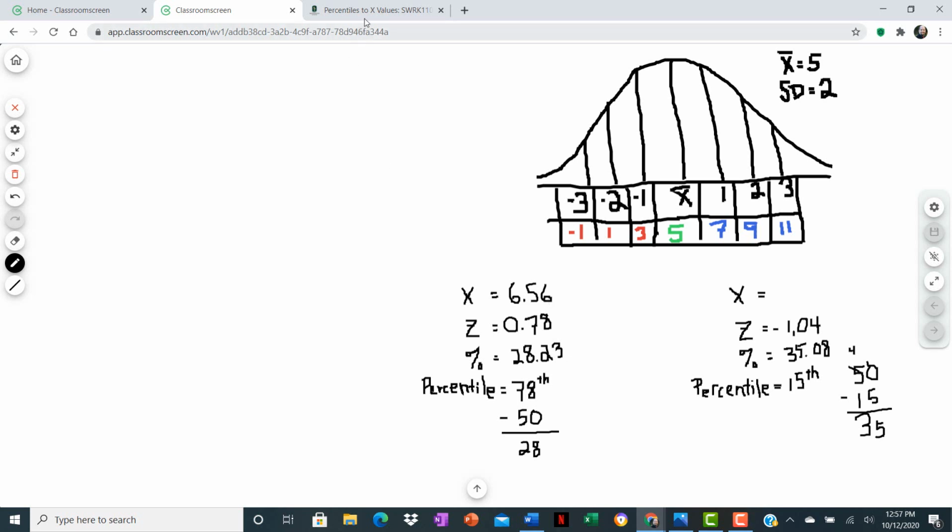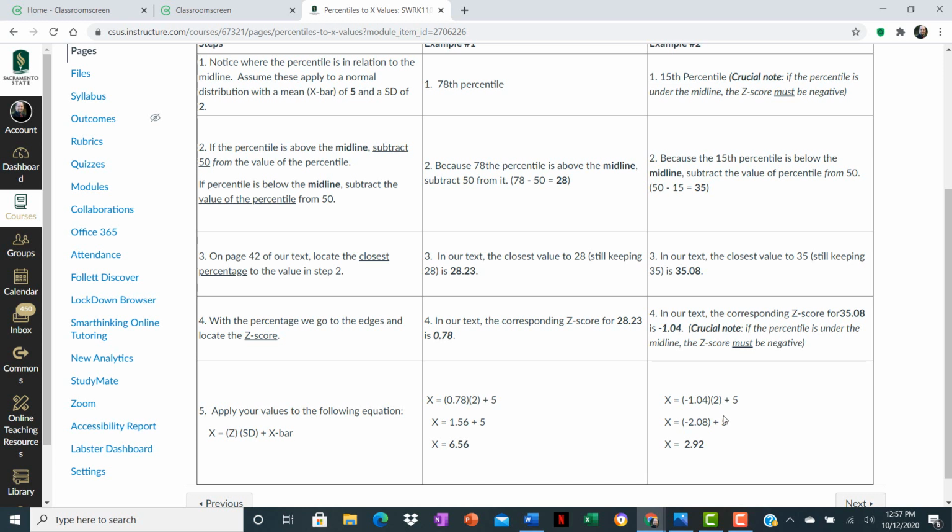Very good. Okay, let's go ahead and come back. Right here, we know that this is negative. This is the crucial point of this whole thing. If you can get this, you're not going to have a hard time. So again, x equals z times standard deviation plus x bar.